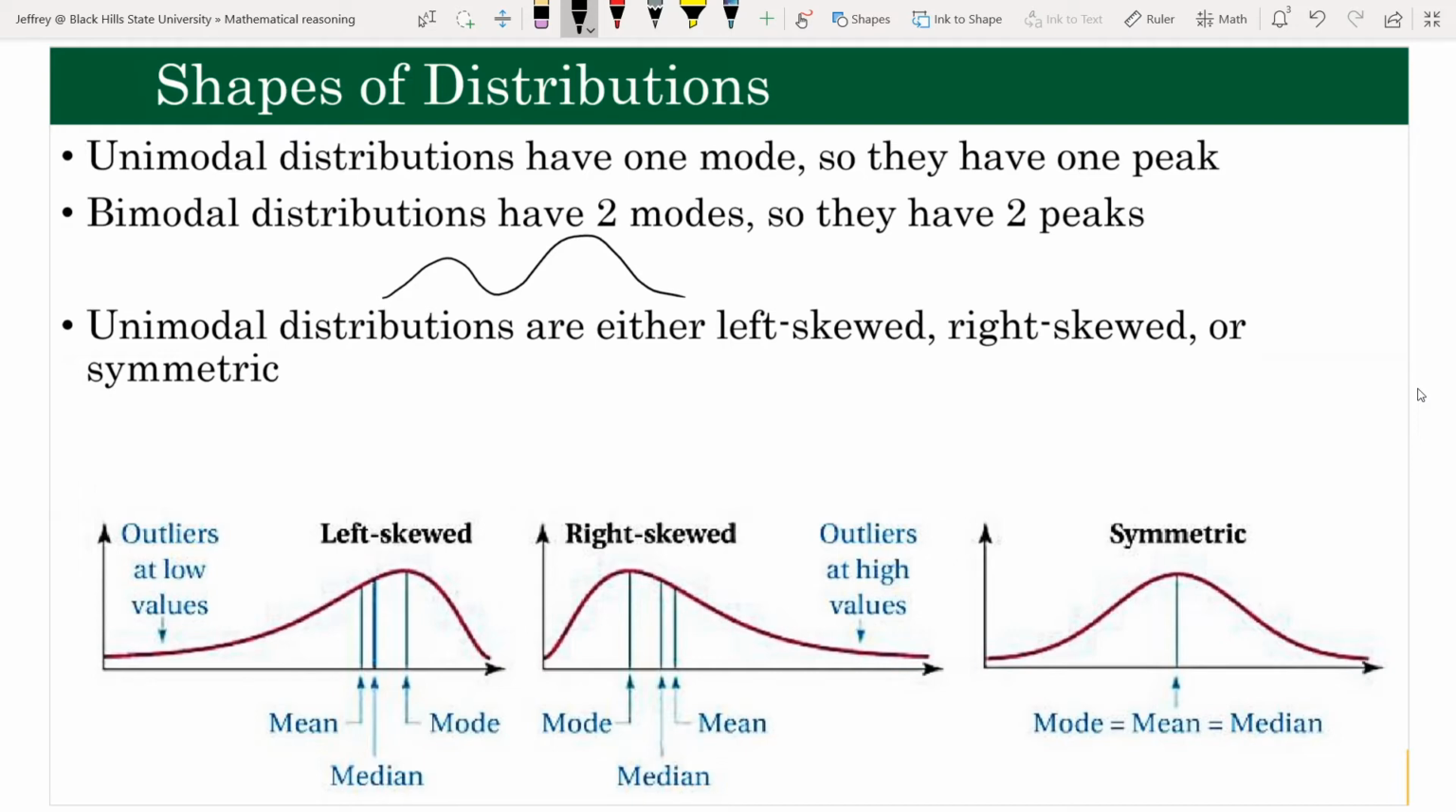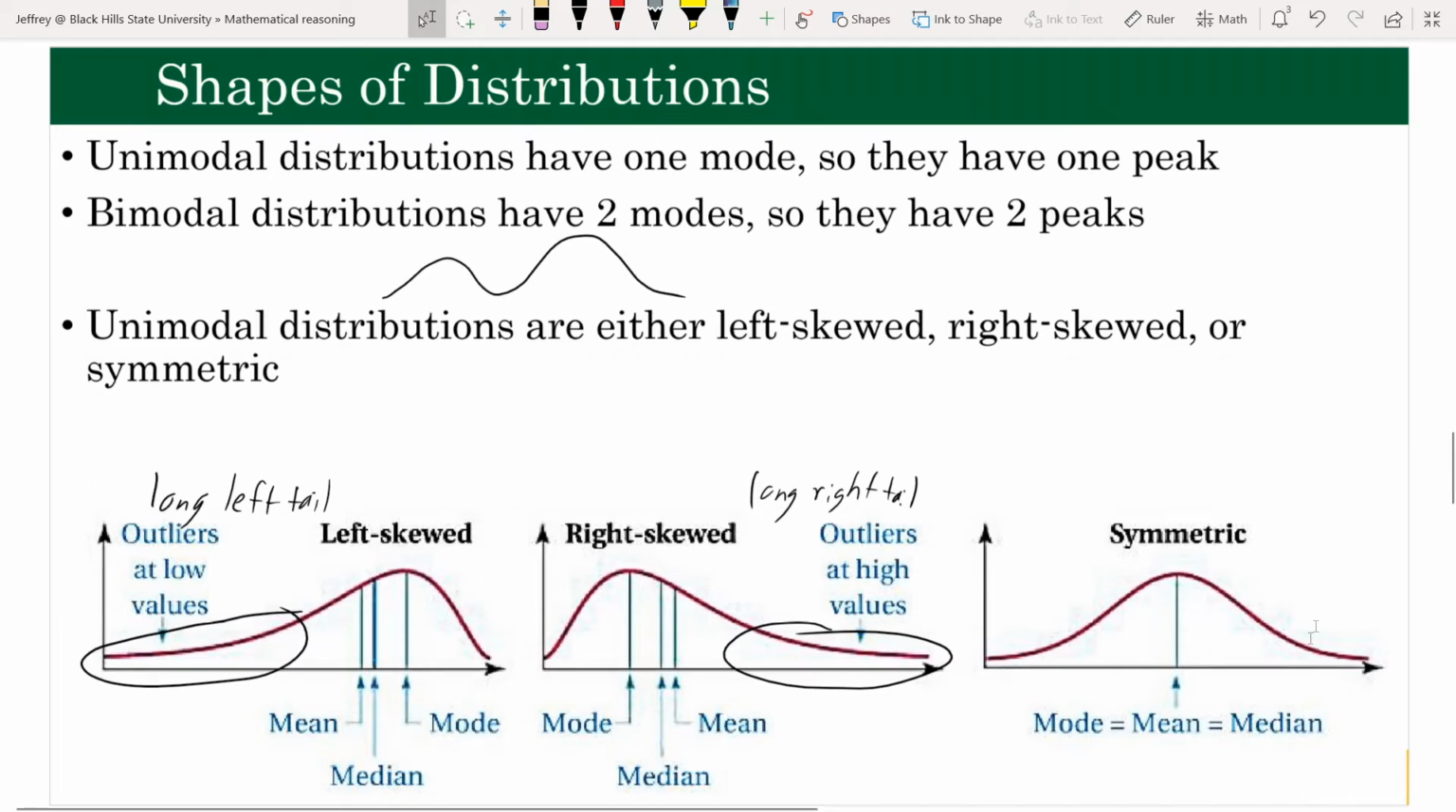And to characterize unimodal distributions even further, we can characterize them by how they are skewed. Either they are left skewed, meaning that they have a long left tail, right skewed, meaning it has a longer right tail, or it could be symmetric. Notice that in each of these, the mean, median, and mode lie in different places. The mode lies right at the peak of the curve. The median is the next closest to the mode, and then the mean is the one furthest away from the mode. Also notice that if it is perfectly symmetric, the mean, median, and mode are all the same value.